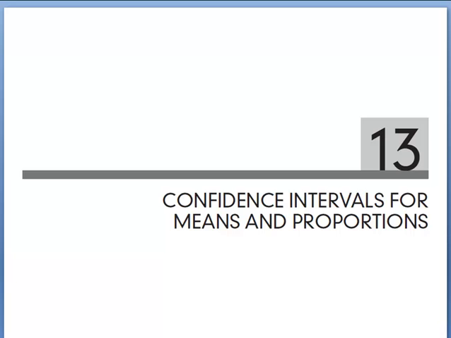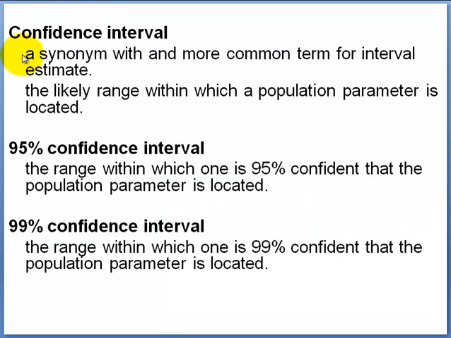Chapter 13 takes us into the formulation of confidence intervals for means and proportions. So these will be our first inferential statistical applications. Confidence interval is a synonym and more common term for interval estimate. A confidence interval is the likely range within which a population parameter is located.